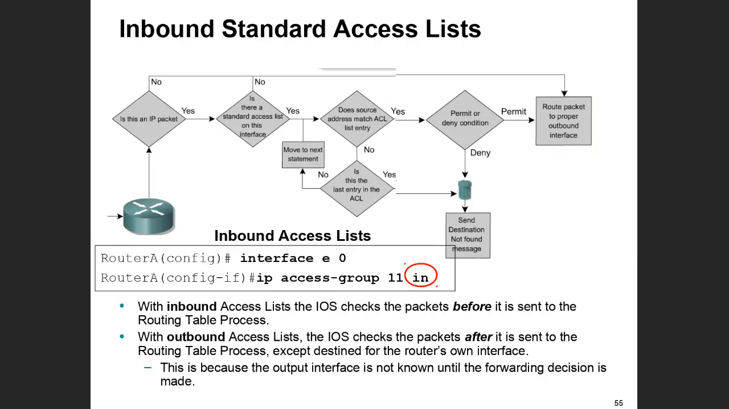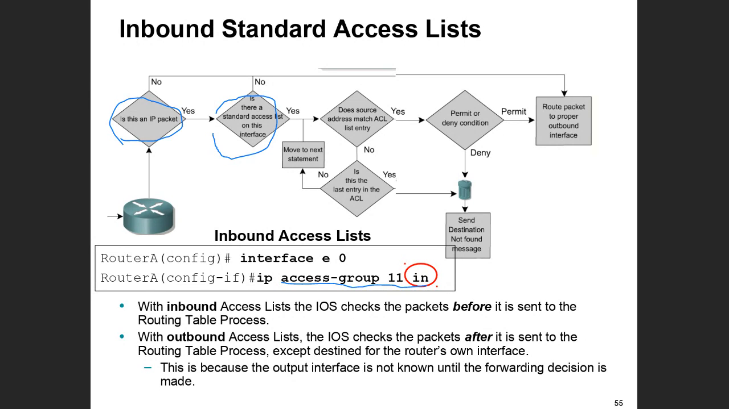Okay, access control list operations. Let's look at inbound. So here comes a packet into the router. The IOS, if it's an inbound access control list, in this case, we've applied an inbound access control list to the port Ethernet 0. And so the router says, first of all, is this an IP packet? If it is, it'll say, well, is there a standard access control list on that interface? And there is one. There's one that's been defined.